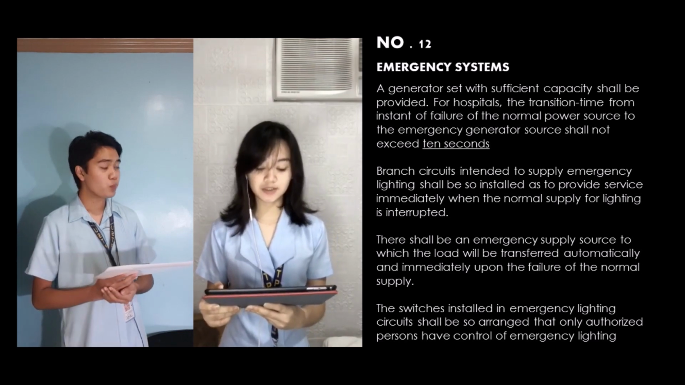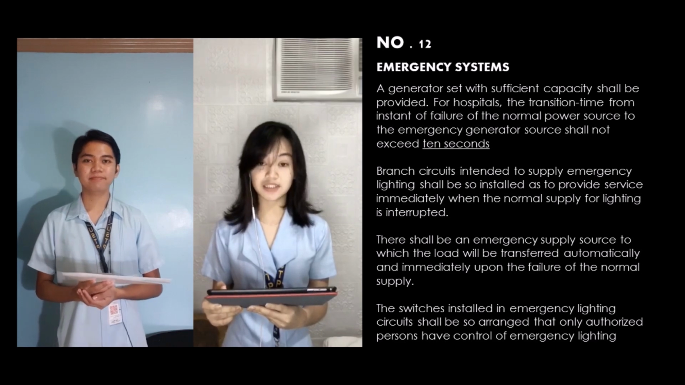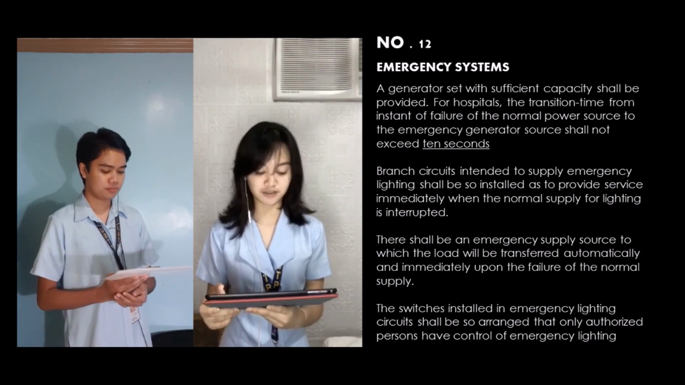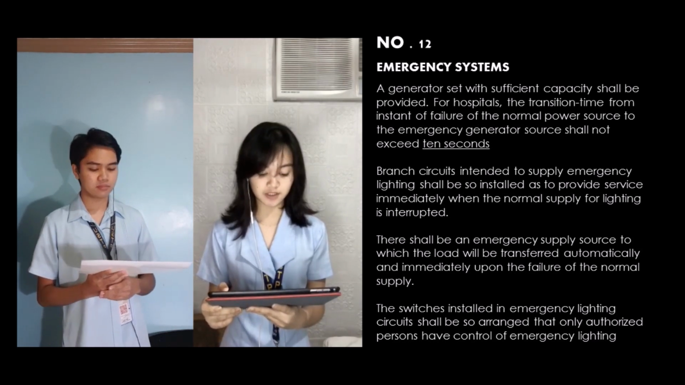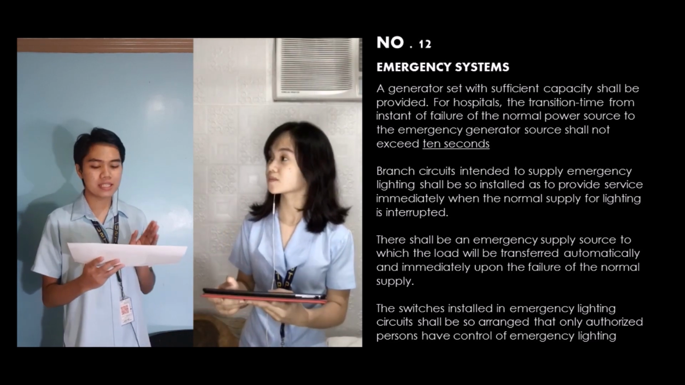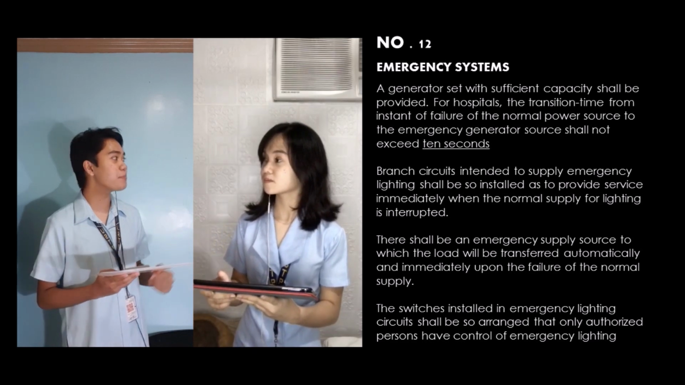There shall be an emergency supply source to which the load will be transferred automatically and immediately upon the failure of the normal supply. The switches installed in emergency lighting circuits shall be so arranged that authorized persons have control of emergency lighting. Right, the emergency switches should be located at the most accessible place to the authorized person.